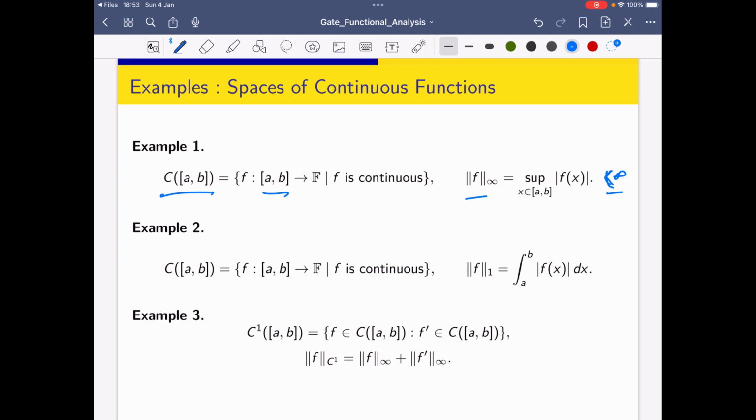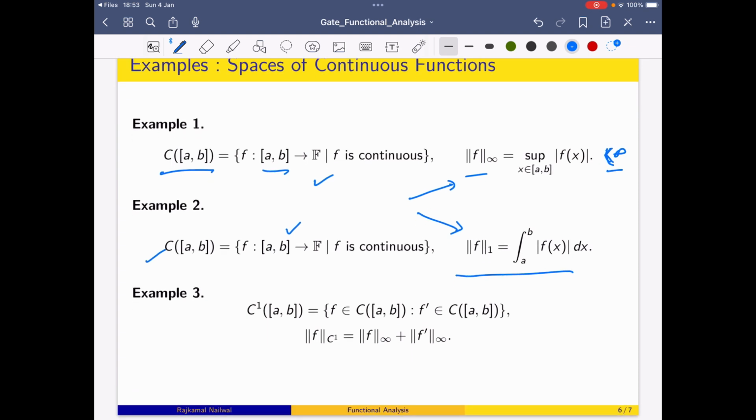Okay, but this is not the only way to define a norm on this. If you again consider this C[a,b] and you define this integral form, then you can also check that this norm of f with respect to 1 also makes it a norm linear space. So with respect to the same space, we define two different norms, this one and this one. So it is possible that there are two norms in the same space.